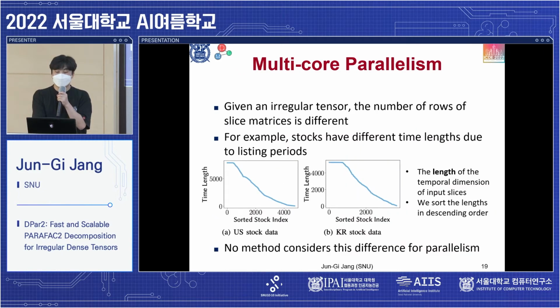Our final challenge is to maximize multi-core parallelism for PARAFAC2 decomposition. Given an irregular tensor, the number of rows of slice matrices is different. For example, stocks have different time lengths and thus row sizes are quite different. Since this difference affects computational costs related to slice matrices, we need to consider it to minimize computational cost on multi-core systems.